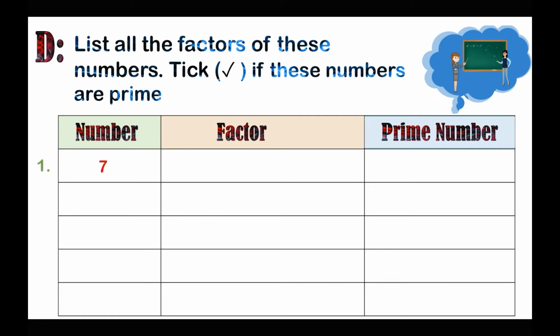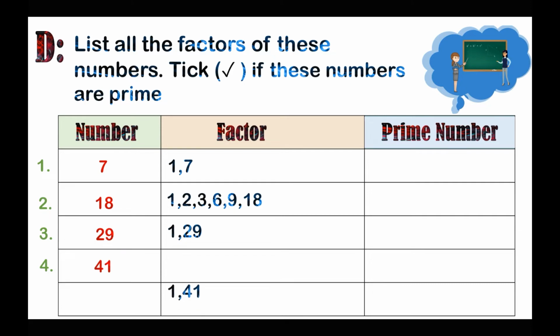Let's find out if they are prime numbers. 7: 1 and 7. 18. The factors are 1, 2, 3, 6, 9, 18. 29. The factors are 1 and 29. 41. The factors are 1 and 41. 57. The factors are 1, 3, 19, and 57.